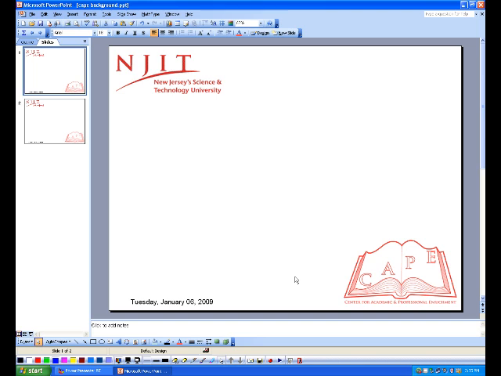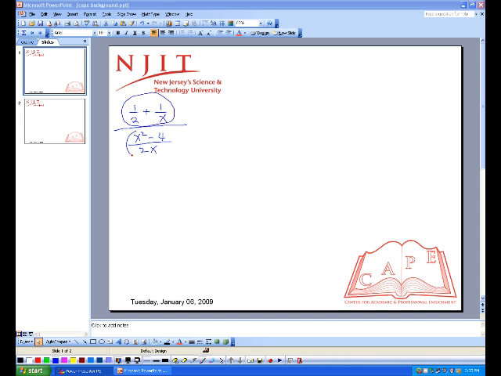Now, let's look at an example. You want to simplify 1/2 + 1/x over x squared minus 2x. Okay, so now we see that this big complex expression consists of two parts. One is its numerator and also its denominator.